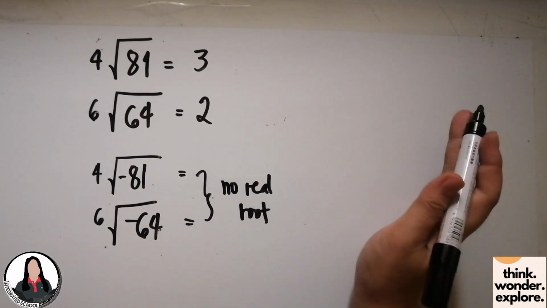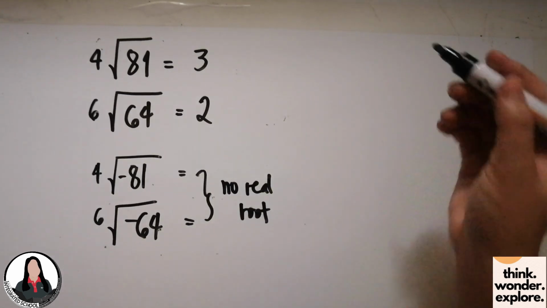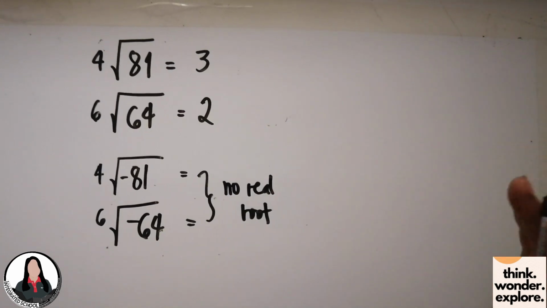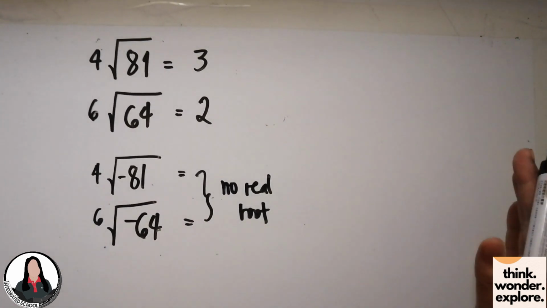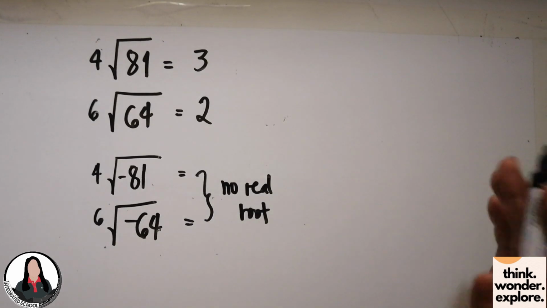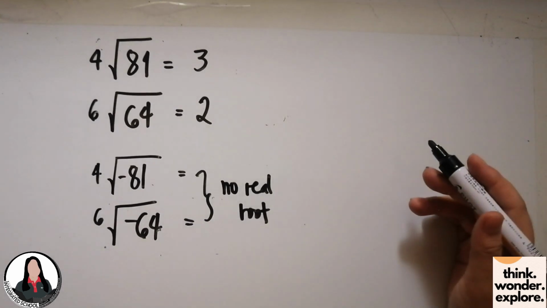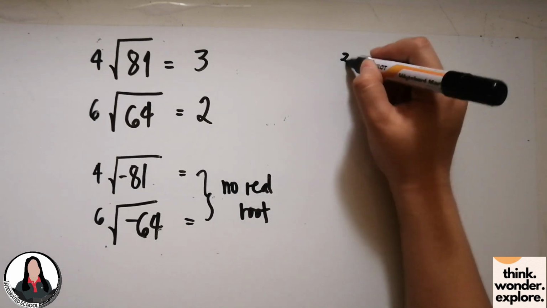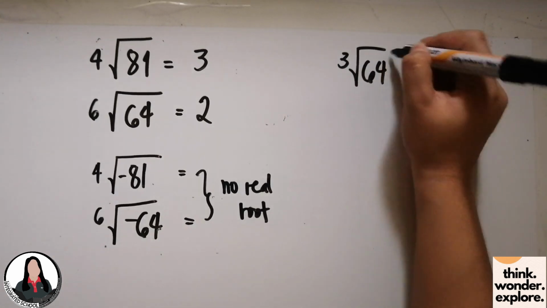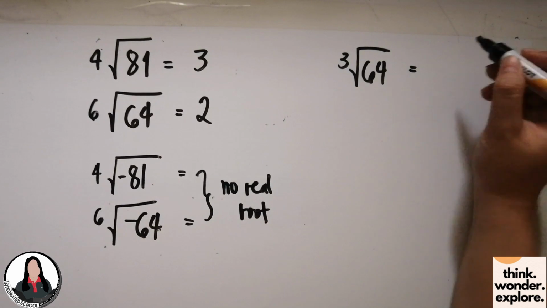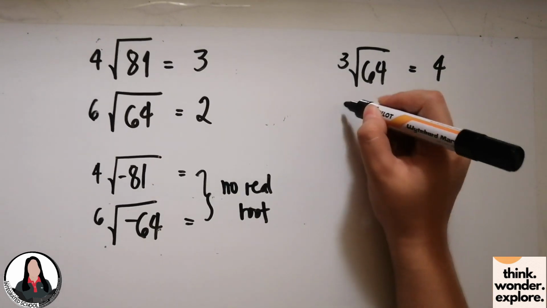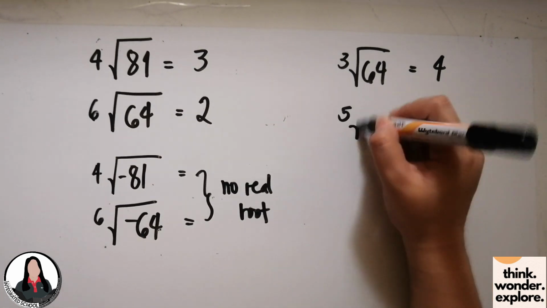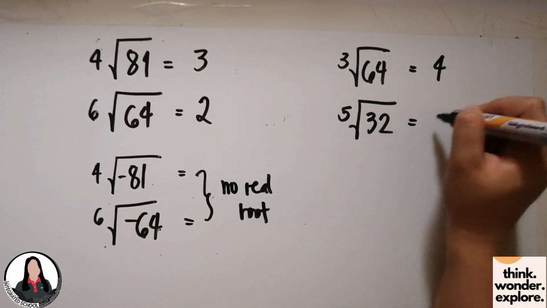Now, let us proceed with odd roots. So, pag sinabi naman nating odd roots, these are radical expressions that contain odd indices. So, let's have the third root of 64. The third root of 64 is 4. Another odd root is the fifth root of 32, which is 2.